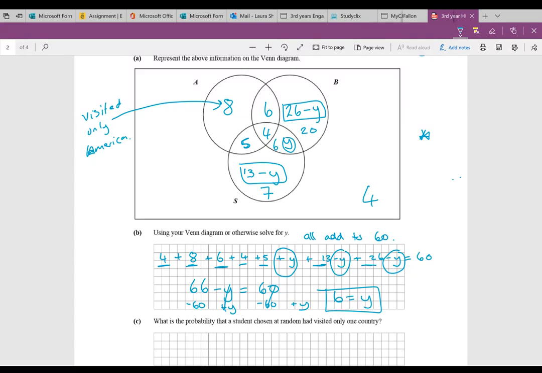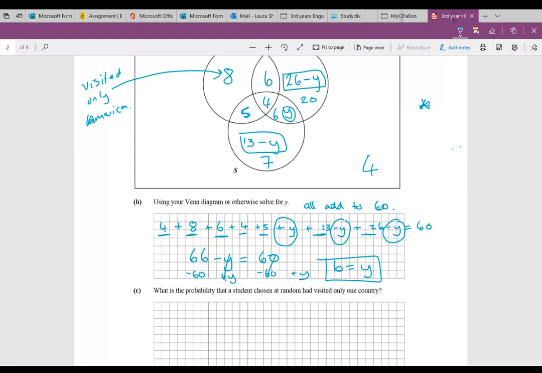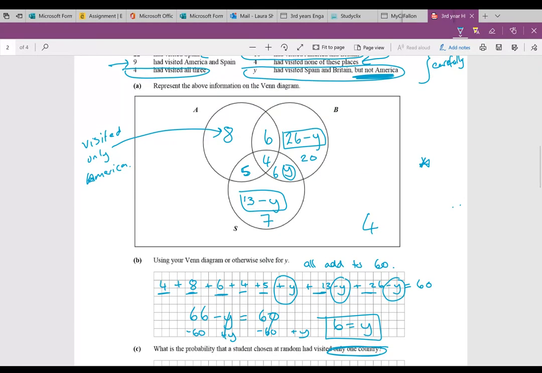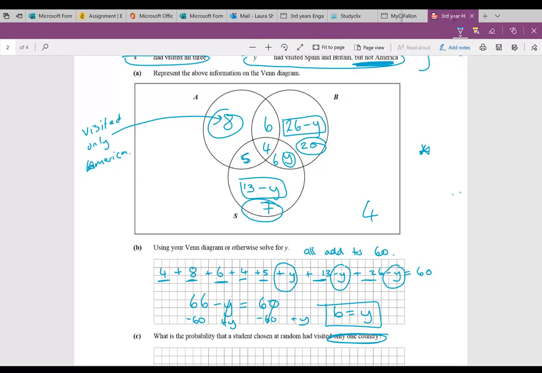Okay. What's the probability the student chosen at random had visited only one country? Well, only one country is the 8, the 7, and the 20, because those people that are not in the middle sections had only visited, that 8 people had only visited America. 20 people had only visited Britain.